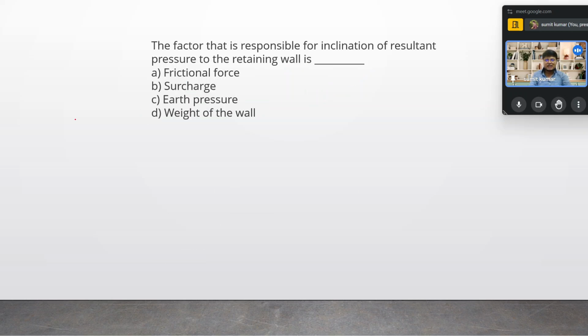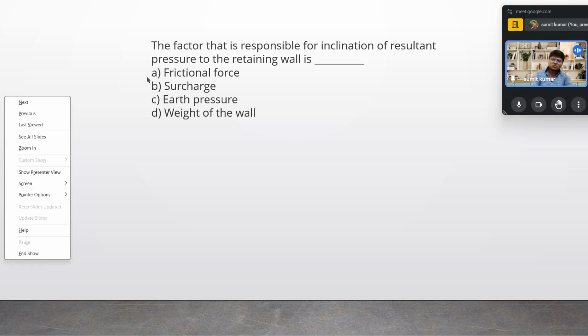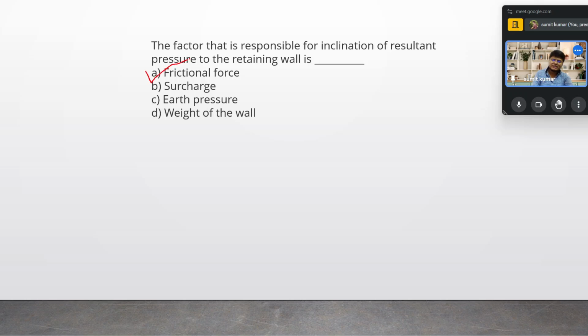As we go ahead, we see the question: the factor that is responsible for the inclination of the resultant pressure to the retaining wall is frictional force, surcharge, earth pressure, or weight of the wall. So the correct answer is the friction force. So our answer is going to be option number A. Correct?